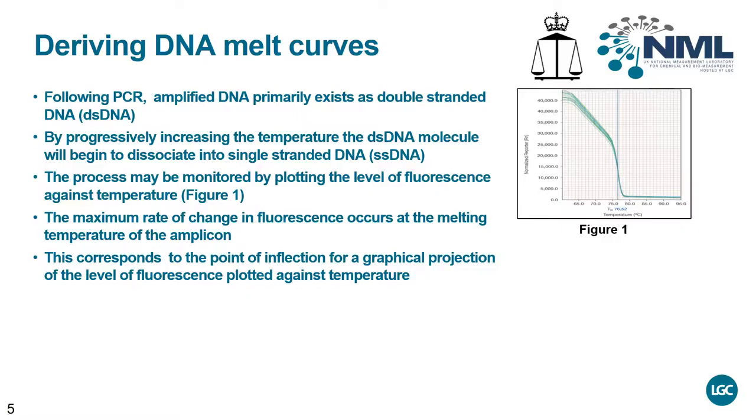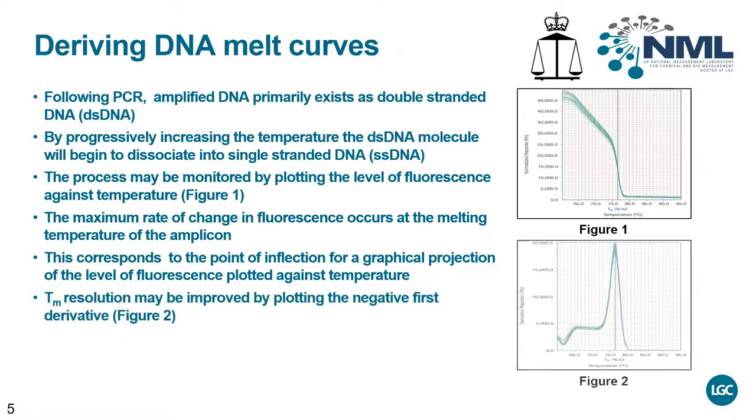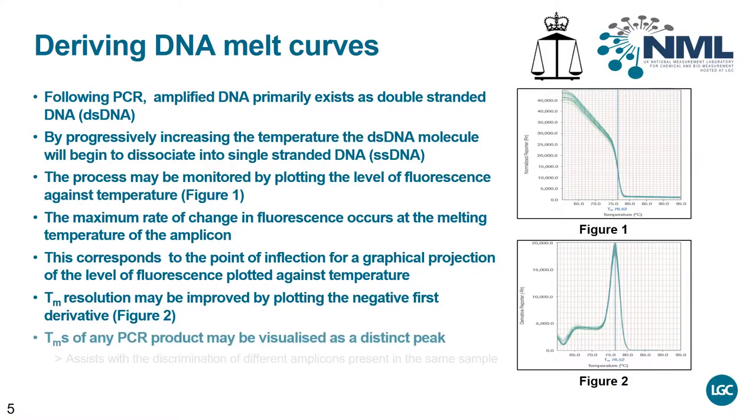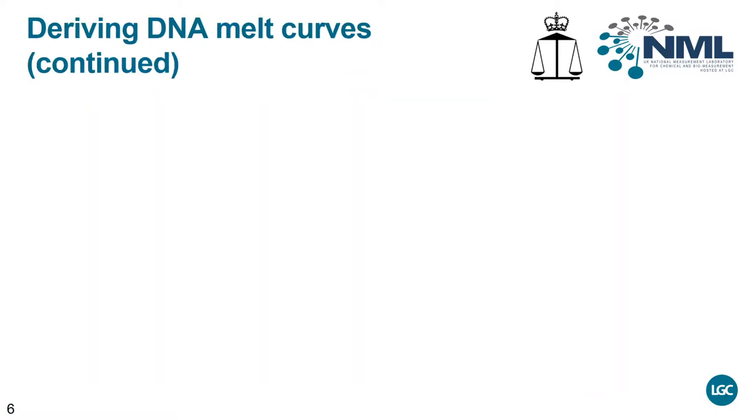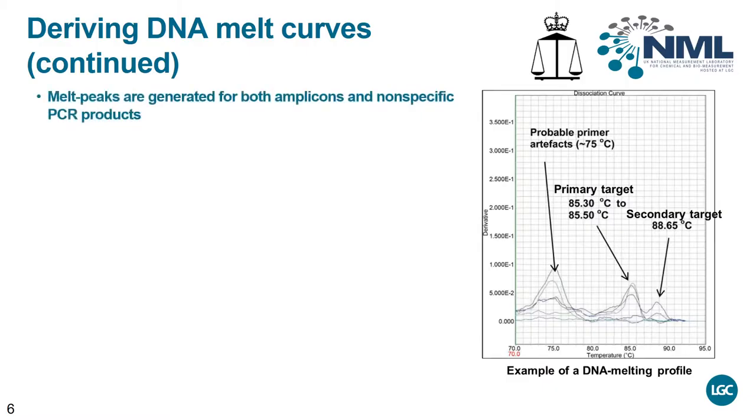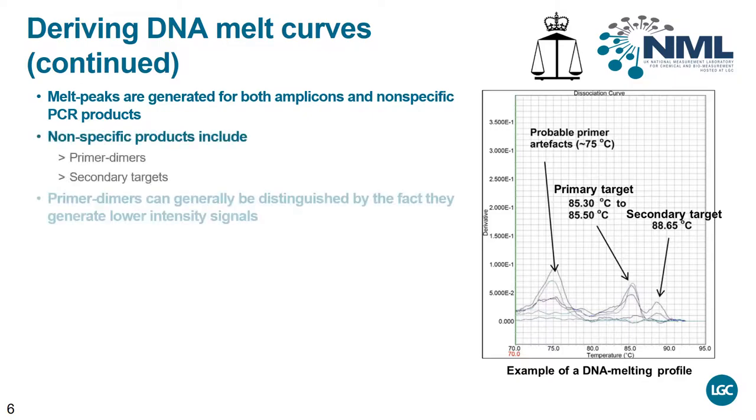The level of resolution may be improved by plotting the negative first derivative for the denaturation curve as shown in Figure 2. The latter approach highlights the melting temperatures of any amplicons present in a reaction as distinct peaks. However, all double-stranded DNA molecules will generate peaks, including non-specific PCR products such as primer dimers. Primer artifacts may normally be distinguished by the fact that they generate low-intensity signals.